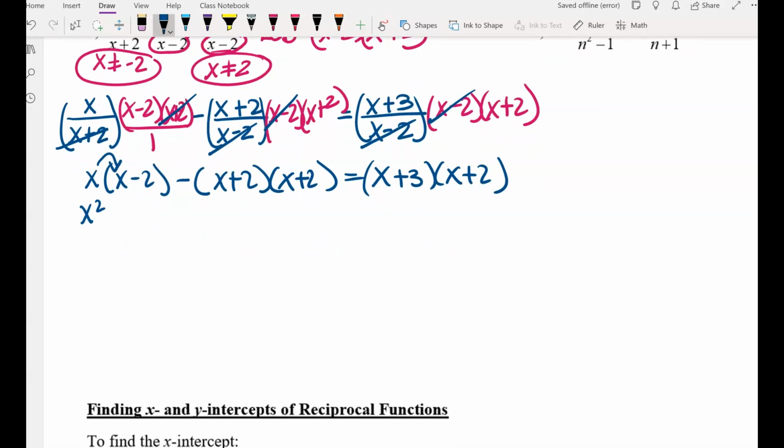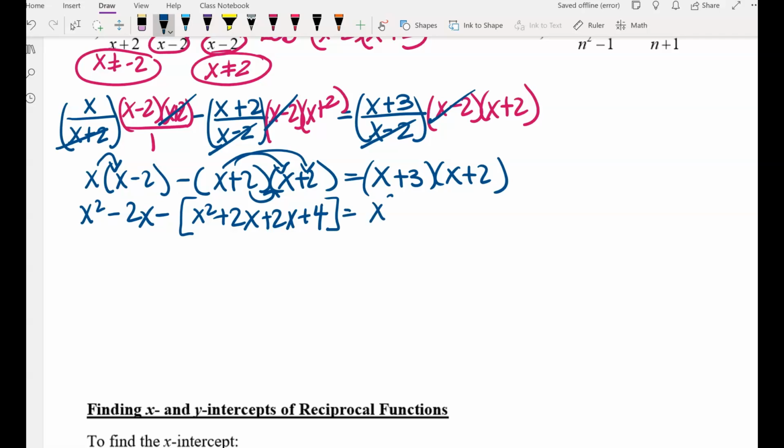X times x is x squared minus 2x. Now this is subtracting this whole quantity here, so be very cautious here. So x times x is x squared, x times 2, that's 2x, and then in the middle it's also 2x and then plus 4. The reason I put that big ginormous quantity right there in the middle is because we need to distribute that minus sign through all of the terms. On the right side, x times x is x squared plus 2x in the middle plus 3x and plus 6, okay?